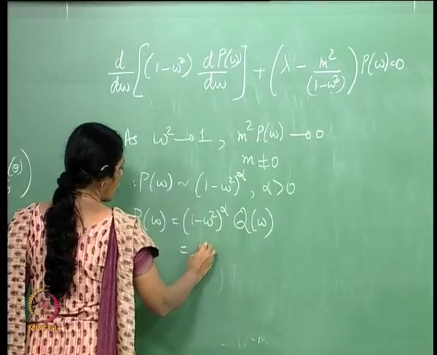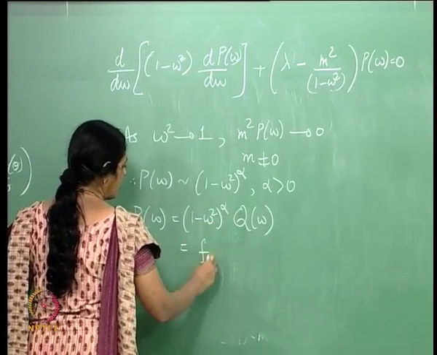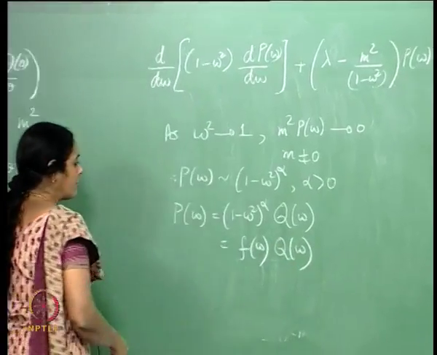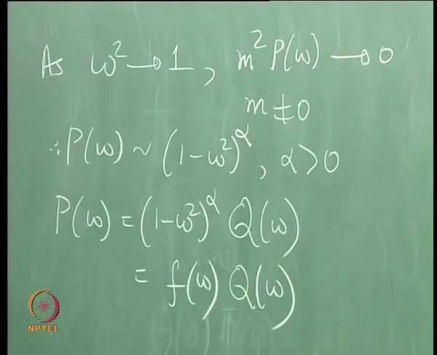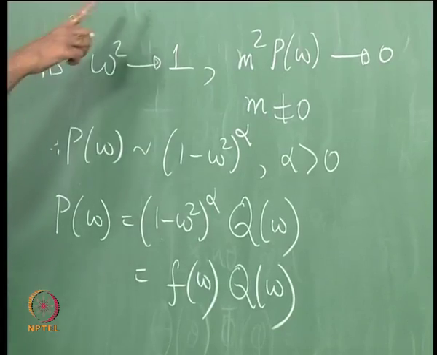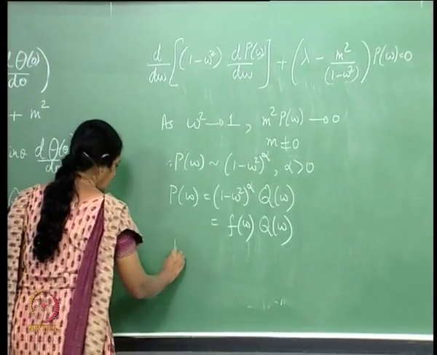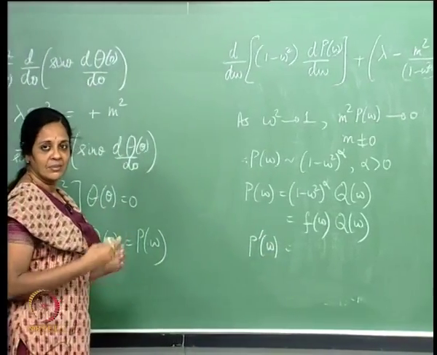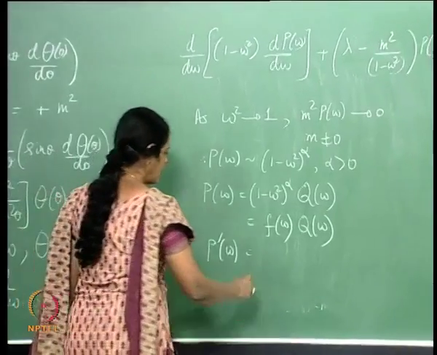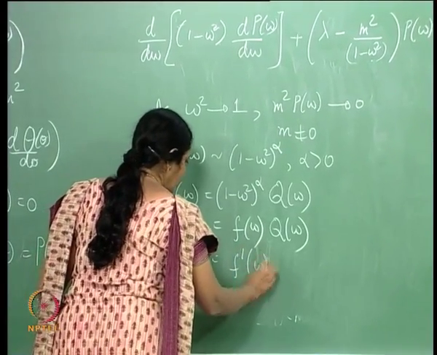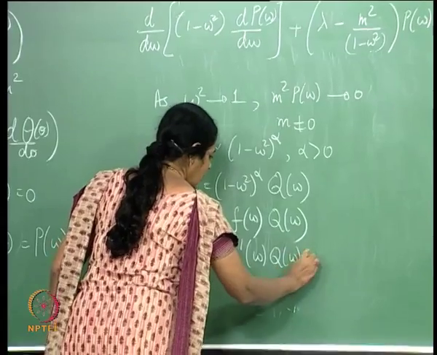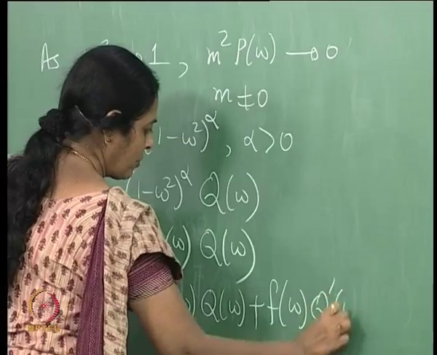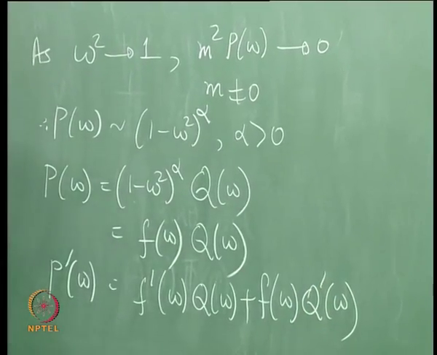I am just simply going to call (1 − w²)^α as f(w), and therefore p(w) is f(w) q(w). I need p prime. So p prime of w, by prime I mean the differential with respect to w, is f prime of w q of w plus f of w q prime of w.